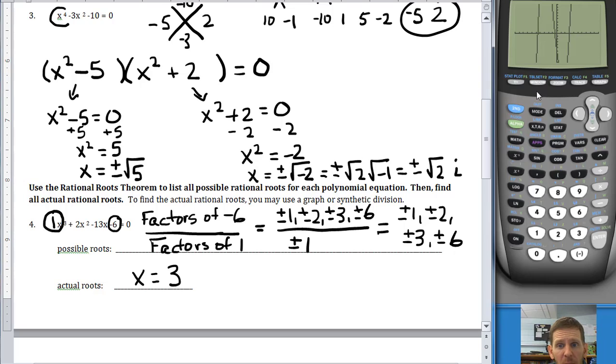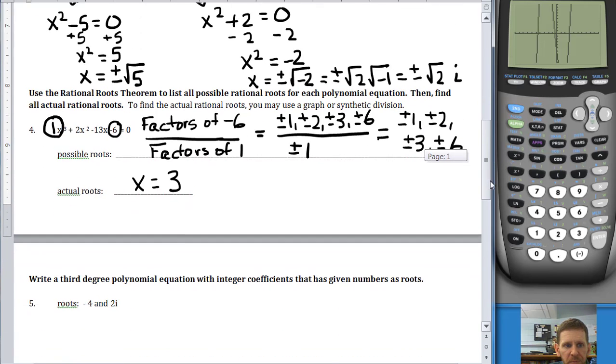I'm guessing those other numbers are probably ugly decimals, so it probably isn't negative 0.5. It's probably some long, never repeating, never-ending decimal. So the only actual root out of this bunch is x equals 3. Let's look at the back side of your quiz.